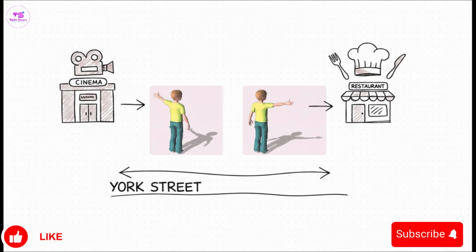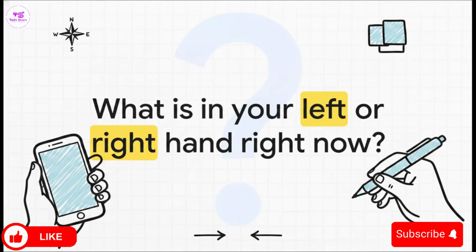Imagine you're standing on York Street. You need to be able to instantly and seamlessly understand when someone says, oh, there's a cinema on the left and a restaurant on the right. Actually, let's practice this right now in the real world. Seriously, look at your own hands. What have you got in your left or right hand at this exact moment? Maybe your phone's in your right hand, or a pen is in your left hand. Take a second to mentally label it. Because connecting this vocabulary to your immediate physical reality, that is for sure the fastest way to make it stick permanently.